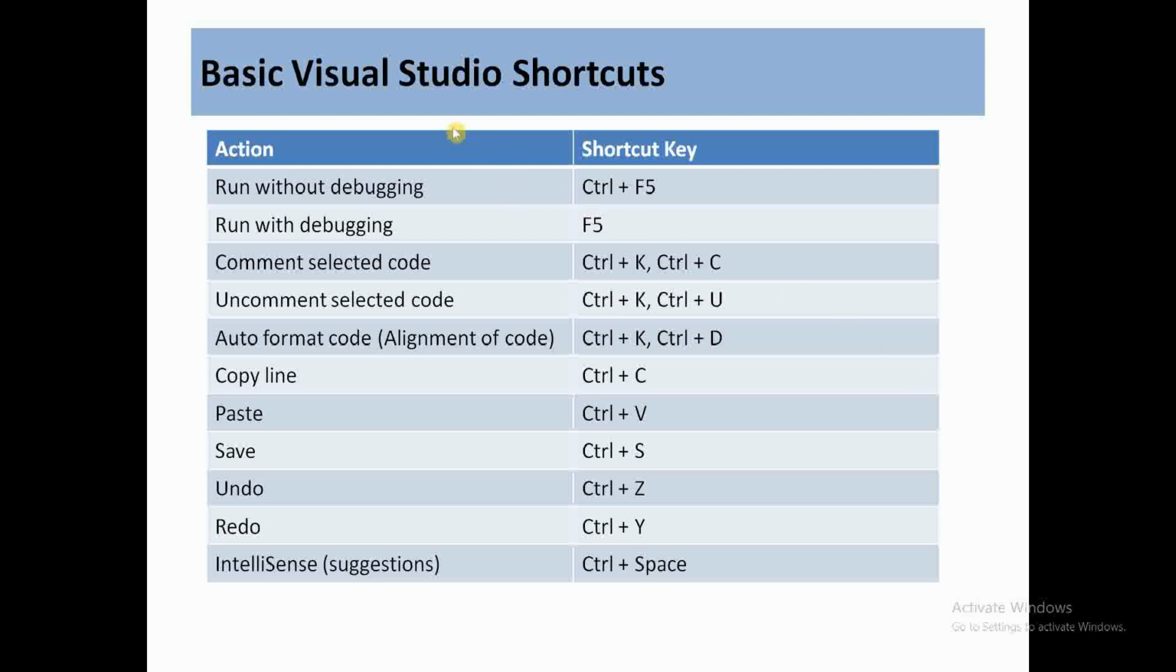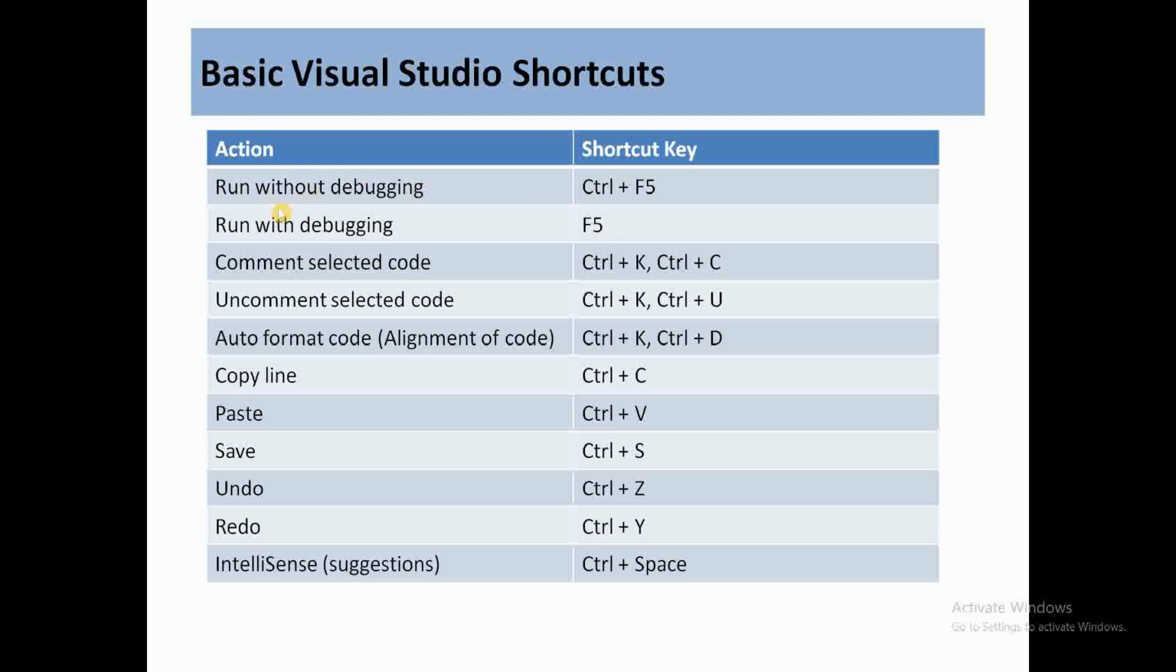Now let's dive into some shortcuts of Visual Studio. We can use these in our programs. The first one is run without debugging. We have the shortcut key Ctrl plus F5. Run with debugging, we have the F5 shortcut key.